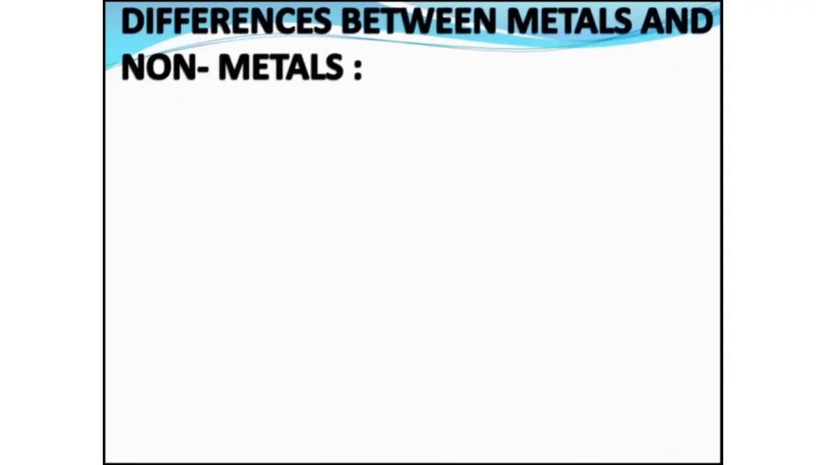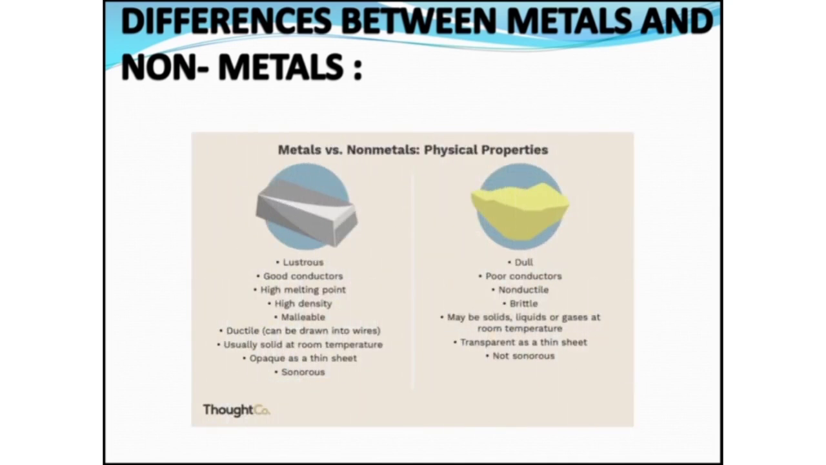Now we are going to see the differences between the physical properties of metals and non-metals. Metals have a property known as lustrous. Lustrous means a shiny appearance. For example, gold and iron show a shiny appearance. Metals have another property, good conductivity. They are good conductors of heat and electricity. For example, if one end of an iron rod is heated, we feel a rise in temperature on the other side also. They have a high melting point and high density.